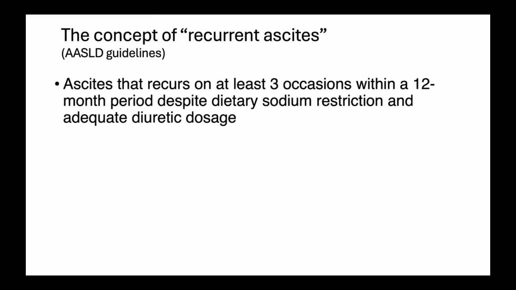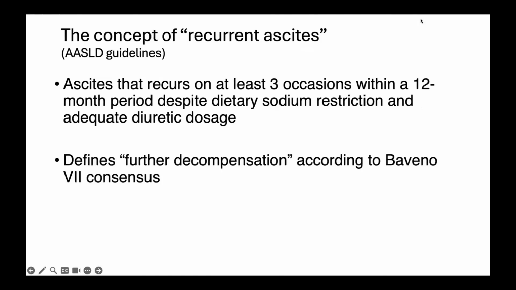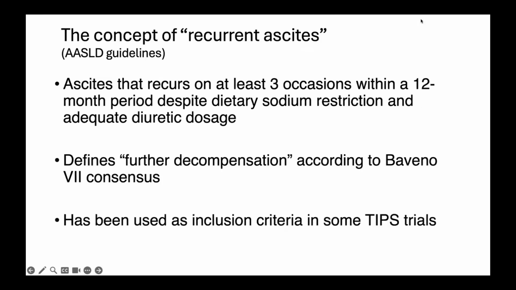So it's another concept that is very important and is also highlighted in the AASLD guidelines, which is ascites that recurs on at least 3 occasions within a 12-month period, despite dietary restriction and adequate diuretic dose. And this is important because it defines further decompensation according to Baveno consensus criteria. And then when we discuss TIPS, we will see it has been used as a criterion to indicate the TIPS.